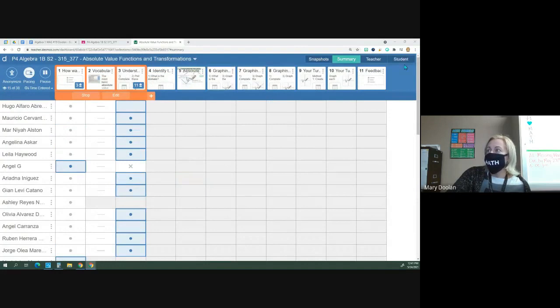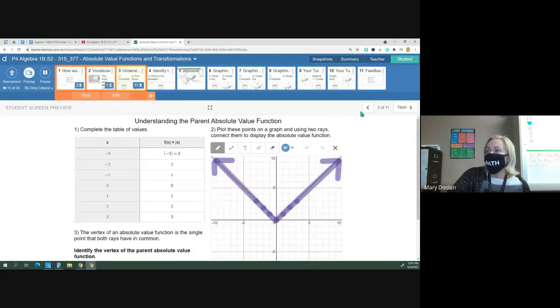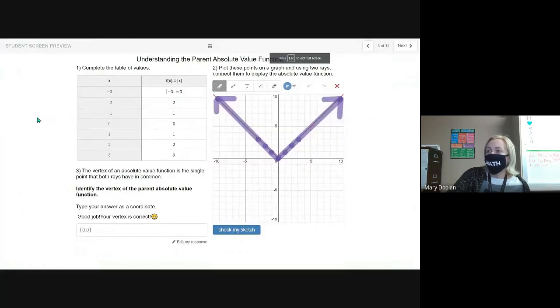I'm going to go back to just showing the work for slide 3. Make sure you have that all copied down onto your slide.